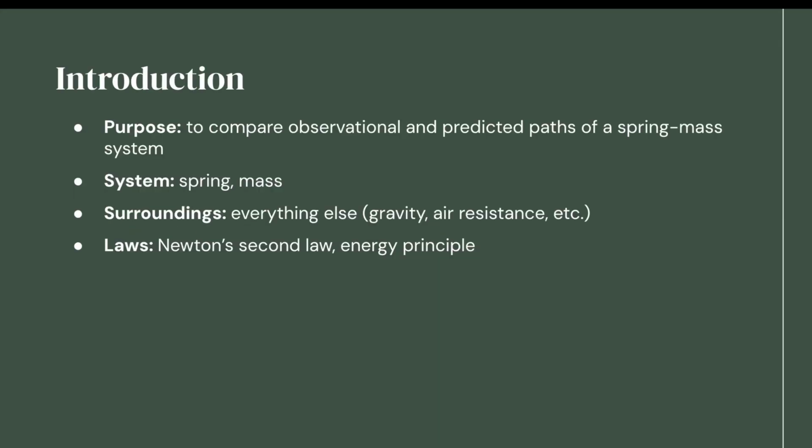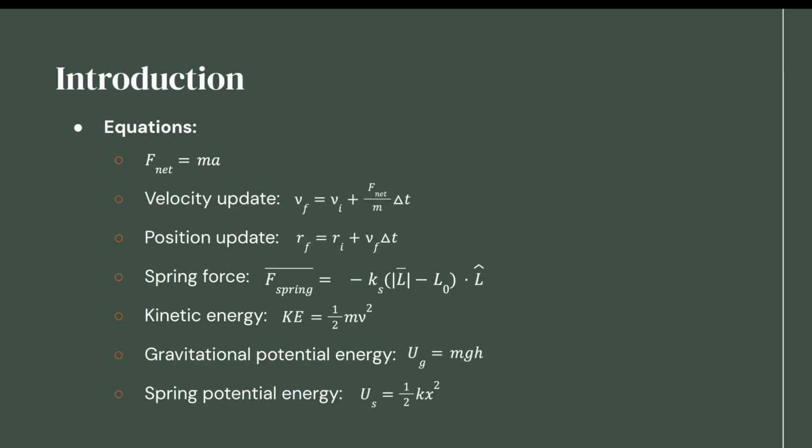The purpose of this lab was to compare the observational and predicted paths of a spring mass system. The concepts that were applied in this lab were Newton's second law of motion, which states that the acceleration of an object is directly proportional to the net force acting upon it and inversely proportional to its mass, and the energy principle, which states that the net work done by all forces acting on a particle equals the change in its kinetic energy. The equations used were the gravitational force formula, the velocity update formula, the position update formula, the spring force formula, the kinetic energy formula, the gravitational potential energy formula, and the spring potential energy formula.